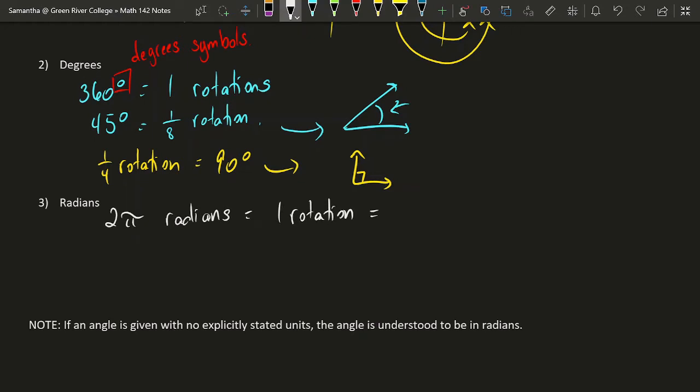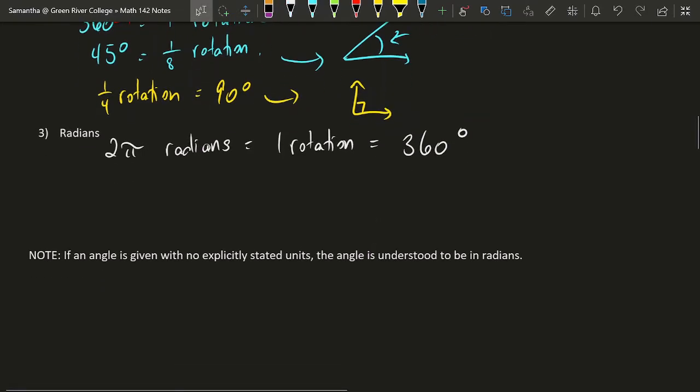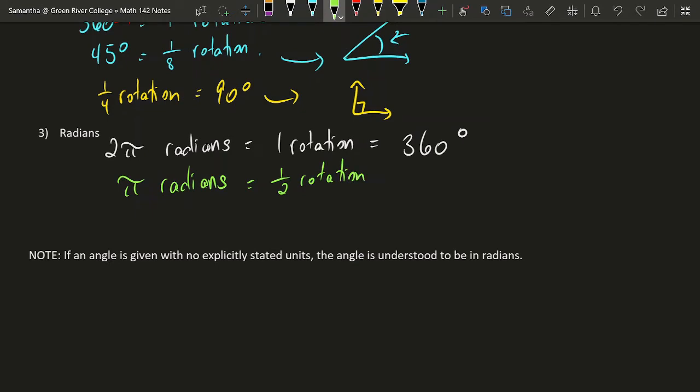So in other words, 2 pi radians corresponds to 360 degrees. So for example, if I wanted to figure out what amount of turning corresponded to just pi radians, well, if 2 pi radians is a full rotation, then a single pi must correspond to half a rotation, or half of 360 degrees, which is 180 degrees, which corresponds to turning all the way around.